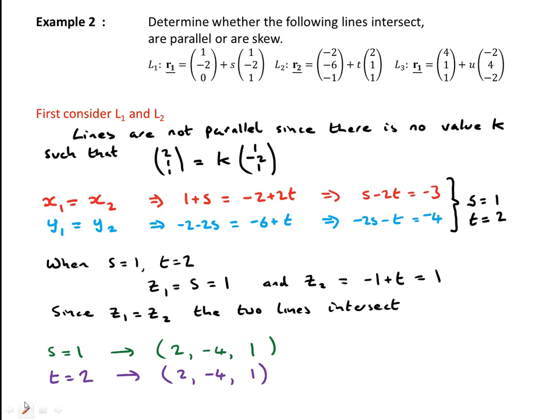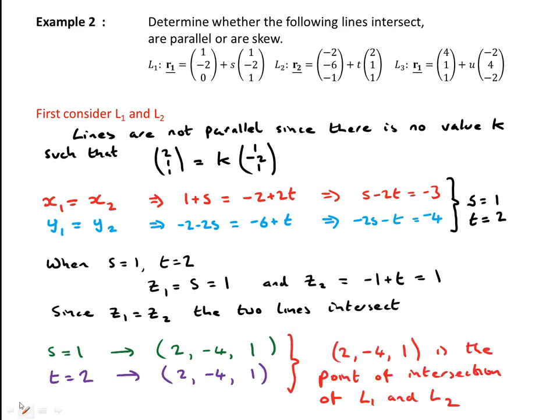We've got the lines intersect at the point where x equals 2, y equals minus 4, and z equals 1. So the point of intersection is the point (2, minus 4, 1).